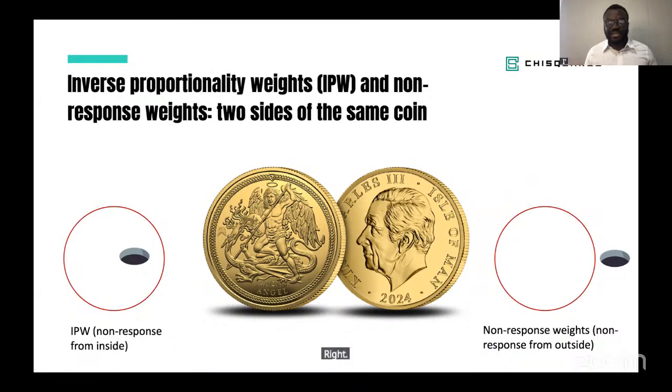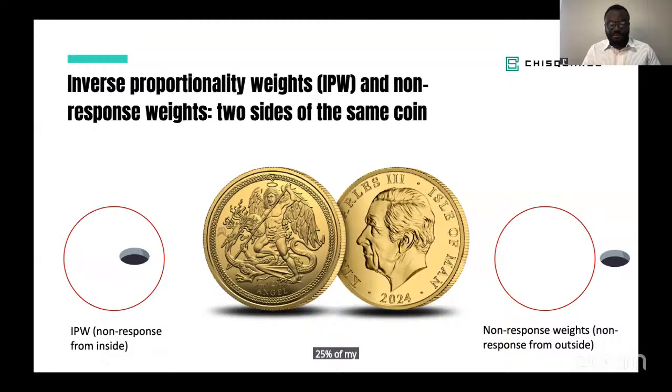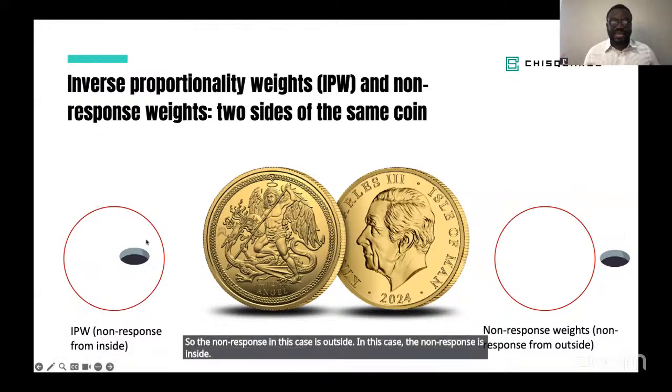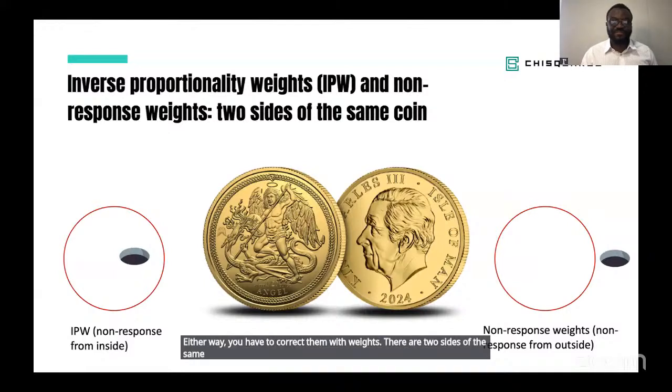So what does that mean? Well, we did our survey. You might have a complete data set, but you look and you're like, wow, 25% of my sample are males compared to 50% in the census. It means that many of the males outside did not answer the survey, right? So the non-response in this case is outside. In this case, the non-response is inside. Either way, you have to correct them with weights. They are two sides of the same coin. So you need to understand that philosophically.